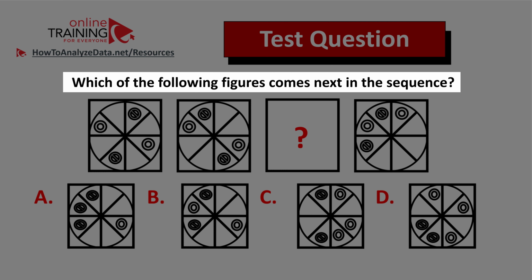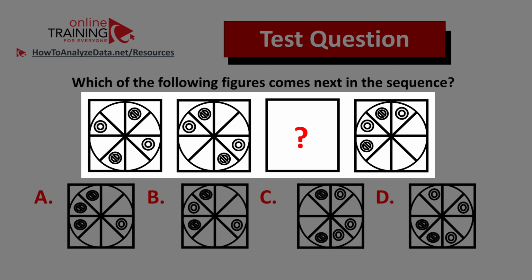Let me share with you an interesting and very tricky question you frequently see on the test. Which of the following figures comes next in the sequence? And you're presented with 4 different figures. You're presented with the square, which has large circle inside and also has small circles inside.